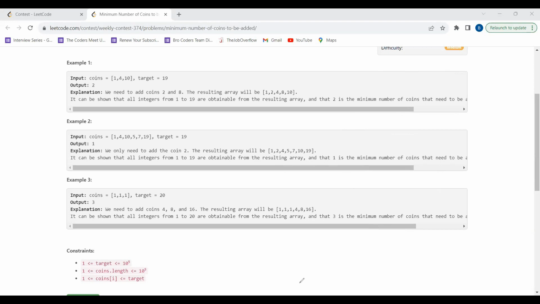Is anyone having any doubt? Then you can straight away ask. If anyone is having any doubt. No. Okay. If no one is having doubt, then we'll move to the problem.